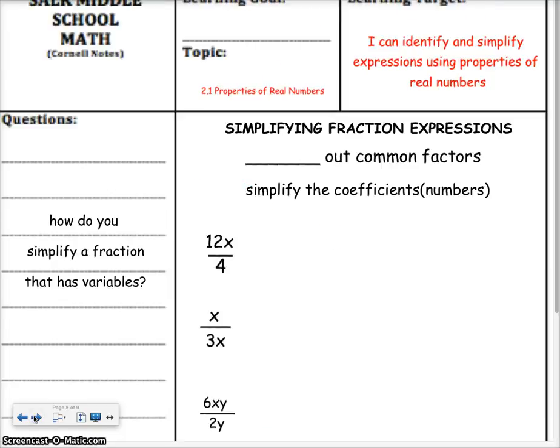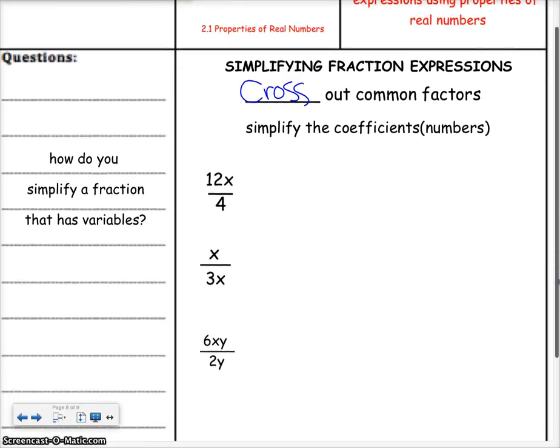Last one, and we did this on unit, I forget which unit, 2 I think. Simplifying fraction expressions. What you want to do is cross out your common factors, if you can, and simplify the coefficients, which is numbers. So 12x over 4 would be, what's 12 over 4? Yep, 12 over 4 is 3, and you just put the x on the top, or to the side. What you're really doing is dividing both of them by 3. What you have left on the top is 3x, and on the bottom you have 1.